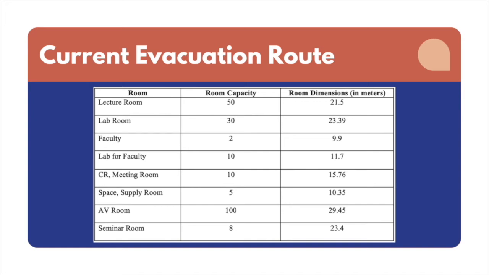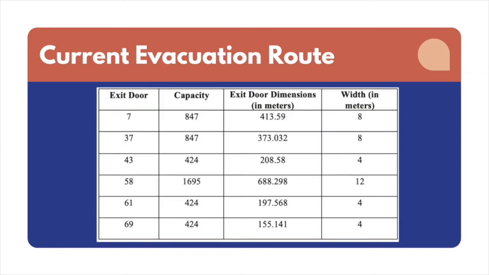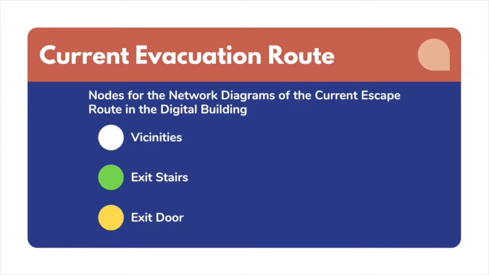This table shows the capacity of each type of room as well as its dimensions, whereas this table shows the capacity and dimensions of the exit doors in the digital building. To further show the visual layout of each floor of the digital building, the current escape route of the building was converted to 6 network diagrams that will be shown in the next slides.